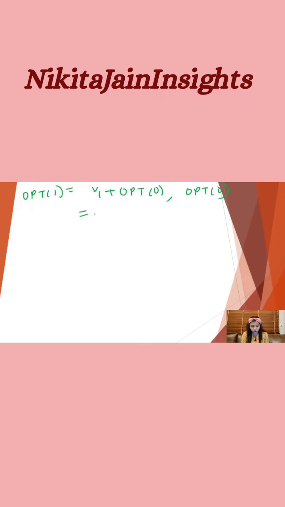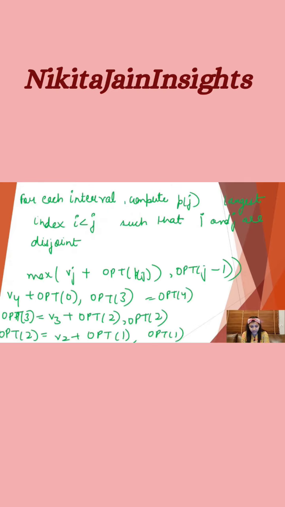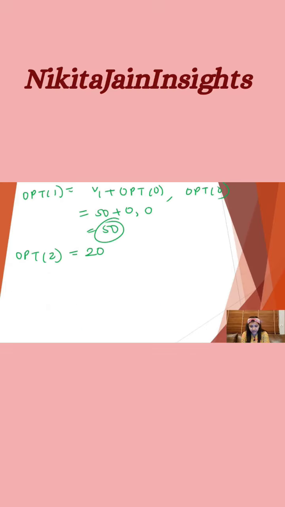The value of job 1 is 50. This is 0. This is 0. So the value of opt 1 is 50. Then comes opt 2. Opt 2 is 20 plus 50, and 50. The maximum value is 70. So that is our opt 2.